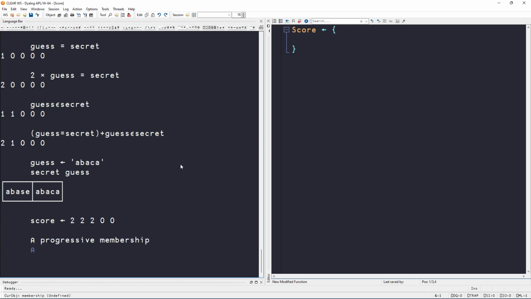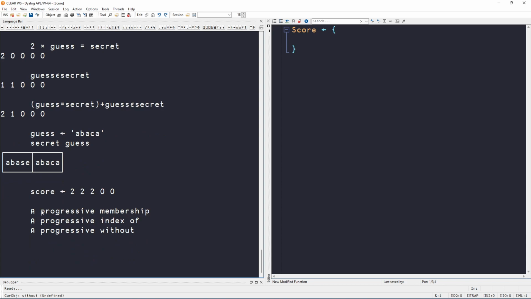And this is part of a family of functions which are the progressive functions. So there's also a progressive index of, and I think there's something like a progressive without. And the idea is that the progressive functions, they're like the built-in functions, except they take into account how many of each thing there are.